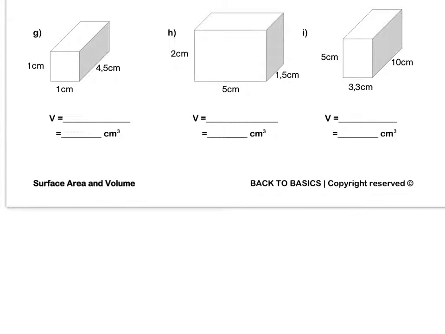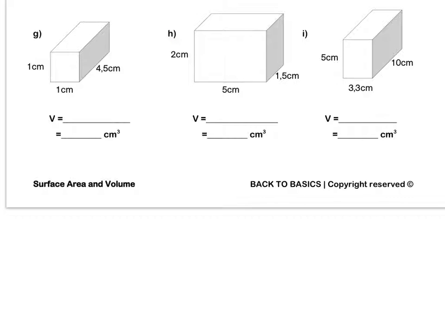Let's continue. Let's do H together. The formula is its length times its breadth times its height. Now we have a decimal fraction there. But the easiest way to do this is we see that 2 times 5 is 10, and 10 times 1,5, or 1,5 times 10, is a very easy sum to do. It's simply 15. So the answer is 15 centimeters cubed. Press pause to complete the remaining questions by yourself.